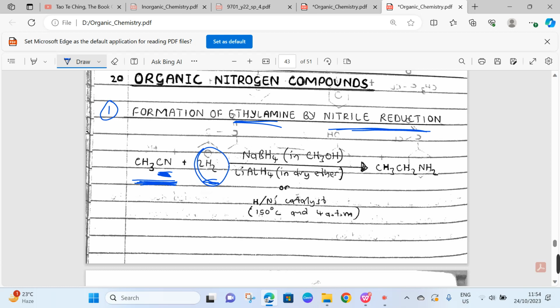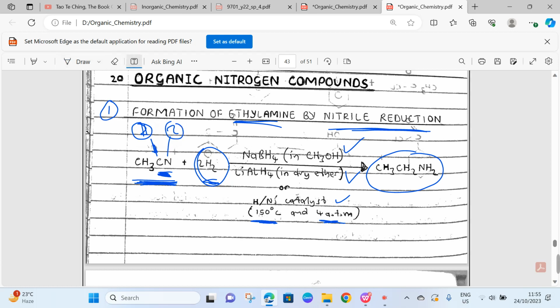Adding hydrogen using the following reagents: sodium borohydride in dry ether is a reducing agent, okay? And also lithium aluminium hydride in dry ether, or hydrogen over a nickel catalyst at 150 degrees Celsius and 4 atmospheres. Okay, that's what there is to it. Then this leads to the formation of what? Of ethylamine. The carbon atom here receives two hydrogens, and this nitrogen also receives two hydrogens. That's what there is to it, right?